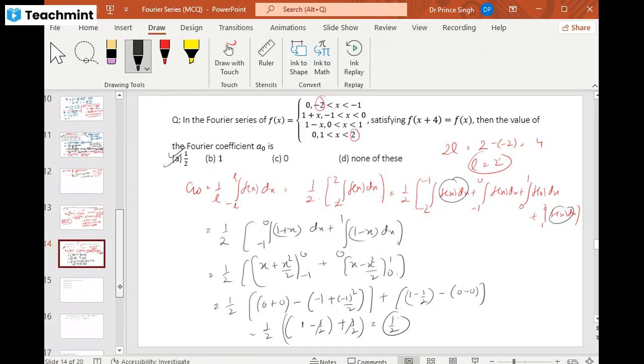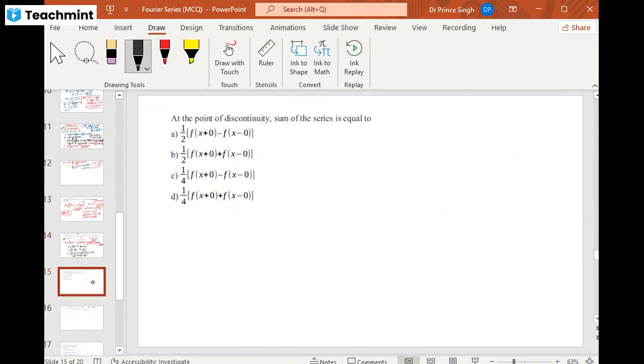So now let us move to the next question. At the point of discontinuity, the sum of the series is. We have already discussed that at the point of discontinuity, what is the value of f of x? It is the average value of the left neighborhood as well as the right neighborhood of a point. So it means that the correct option is option B in this case.